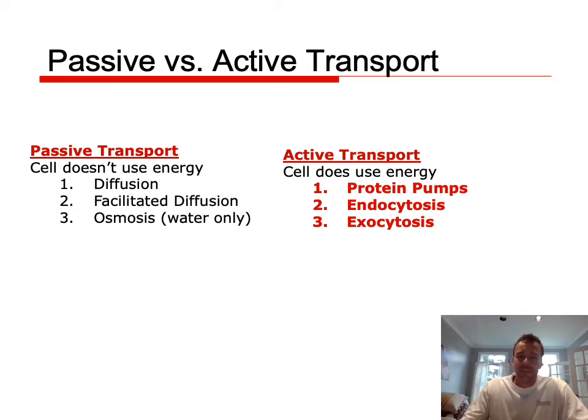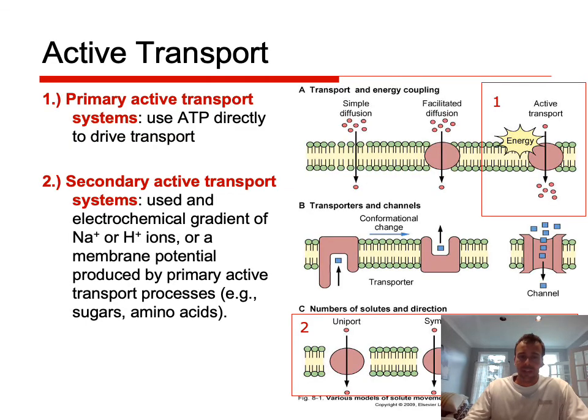So that's passive transport. Let's talk a little bit about active transport, where the cell actually needs energy to move molecules against the concentration gradient. There are two main types: the primary active transport systems, which use ATP directly to drive the transport. So they're taking ATP, using hydrolysis of that to move things across the membrane. And then there's secondary active systems that use electrochemical gradients such as potassium or hydrogen ions, or a membrane potential produced by primary active transport processes. And we'll talk about each of these main types.